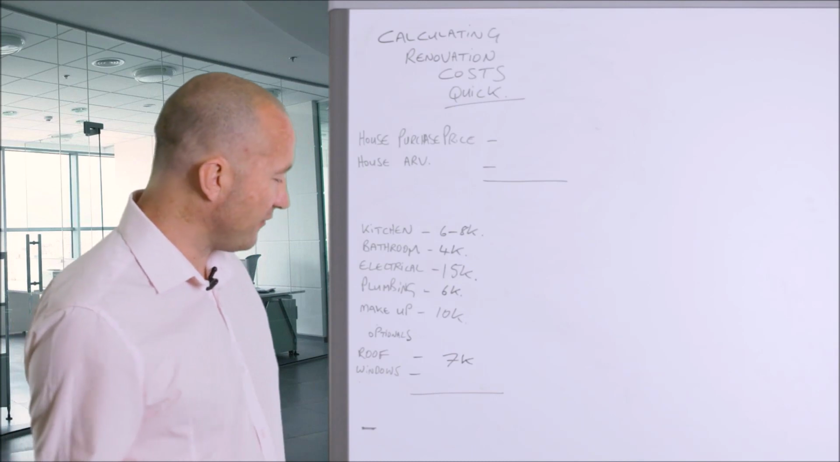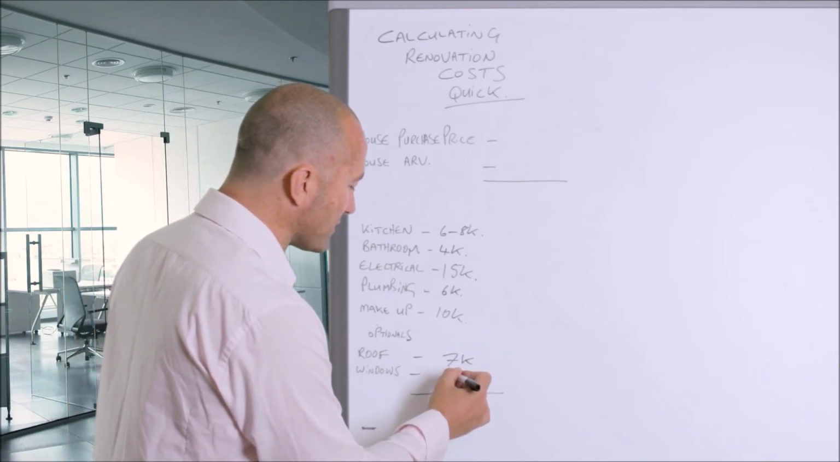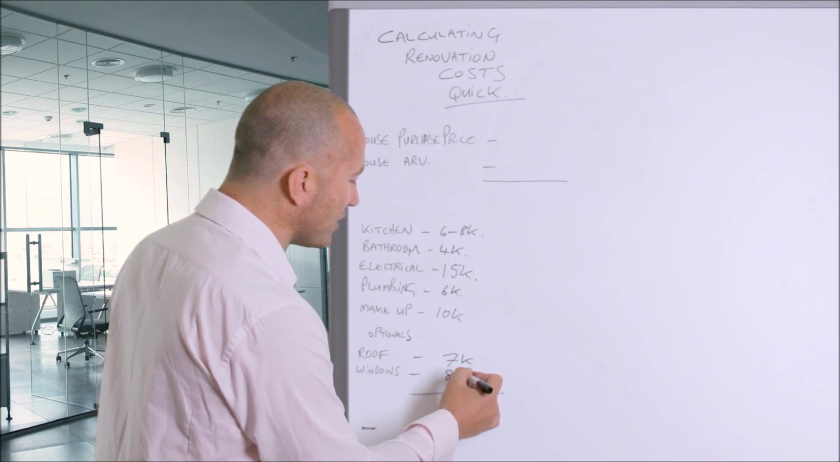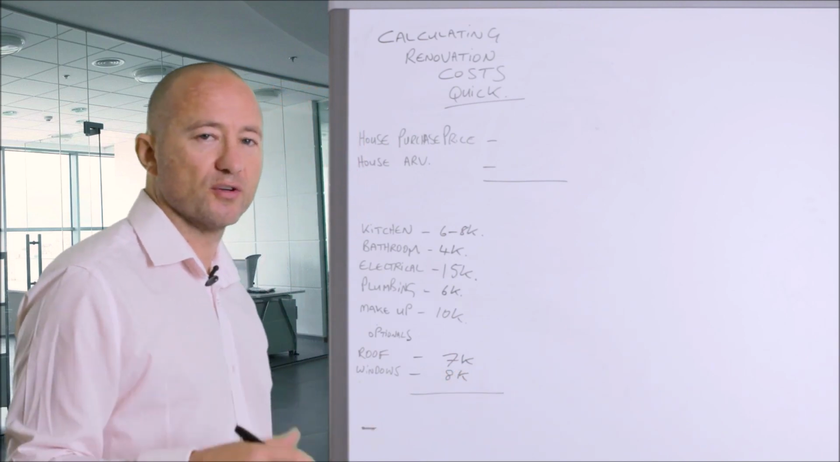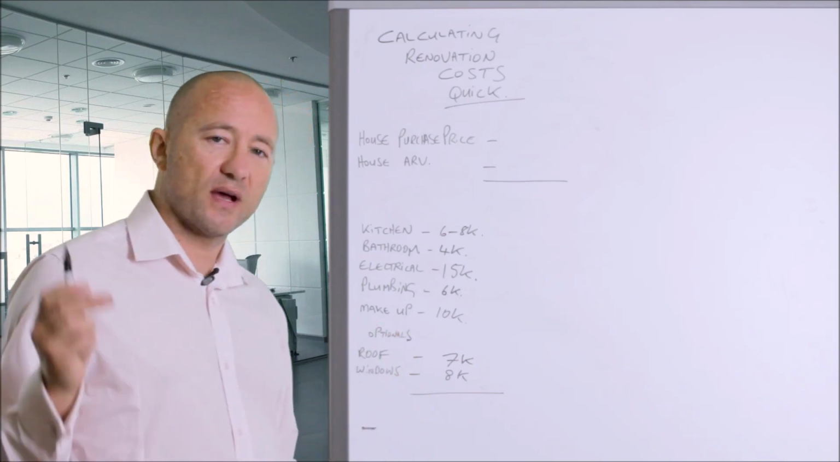This is where we are anyway, for sure. And then windows, same again, you're looking at about $8,000. And that's somewhere in the region of 10 to 14 windows, double glazed, UPVC. Now, when you're looking at windows, this is where a lot of people make a mistake.